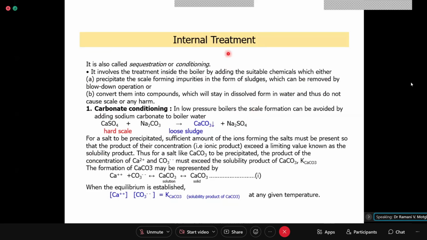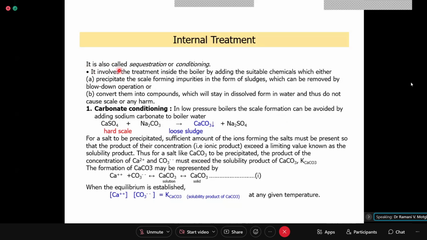So because of that, there is one more treatment, termed as internal treatment. It is also termed as conditioning. This comprises adding some chemicals inside the boiler so that scale formation is avoided. Rather than scale, it will form sludge. If some salts are there, they will form sludge, because sludge is easy to remove and scales are difficult.